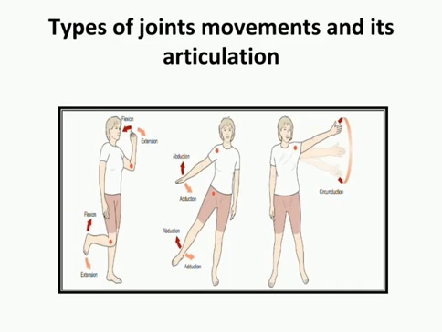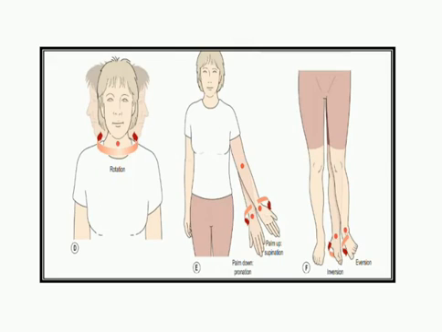In the third image you can see circumduction. Circumduction is the movement of a limb so that it describes the shape of a cone. Now in the first image in this particular slide you can see rotation, which is the movement round the long axis of any bone. In the second image you can see pronation and supination. Pronation is turning the palm of the hand down and supination is turning the palm of the hand up. In the last image you can see inversion and eversion. Inversion is turning the sole of the foot inwards and eversion is turning the sole of the foot outwards.